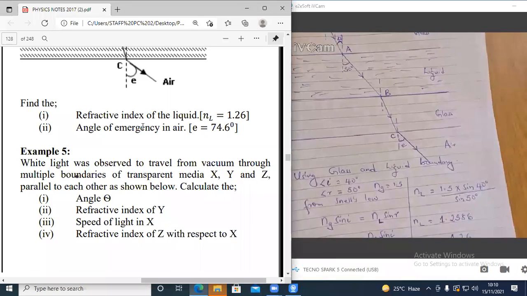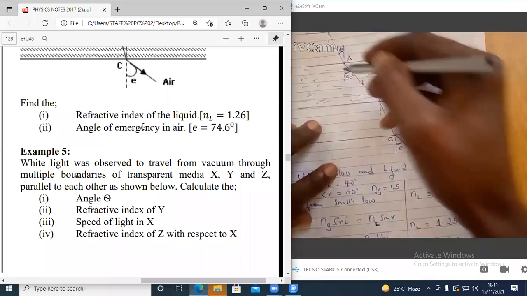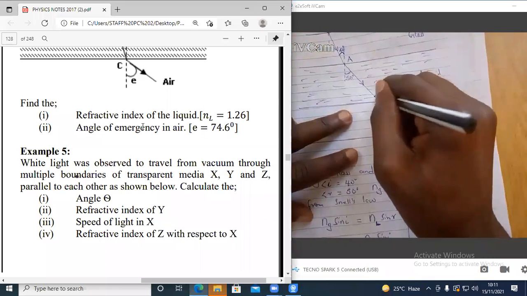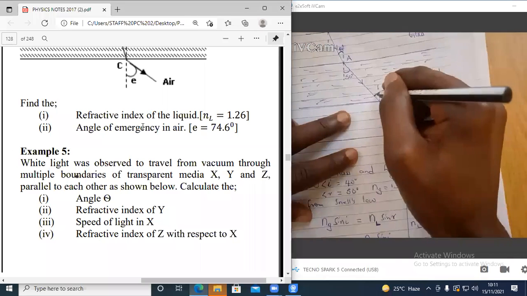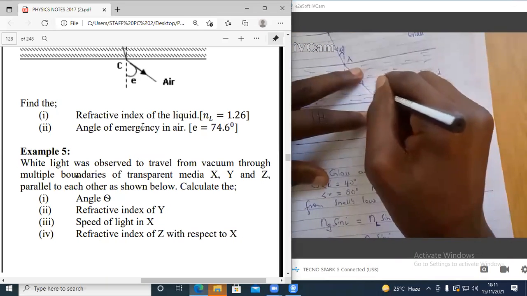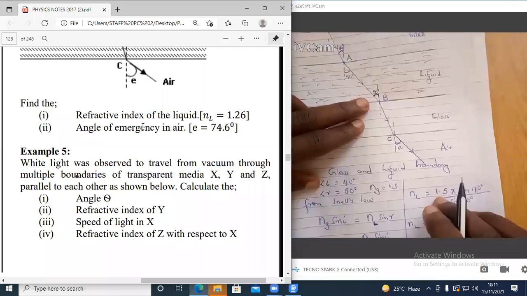We must first do some mathematics, not physics. Members, if this angle is 50, analyze the diagram very well. If this angle is 50, what is this one? This angle is also 50. Which property did you use? They are alternating angles.